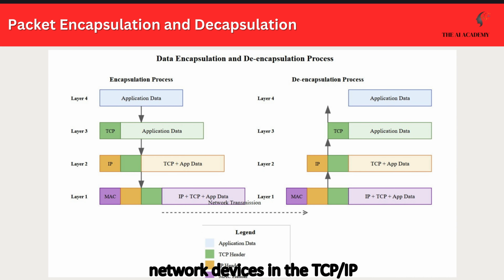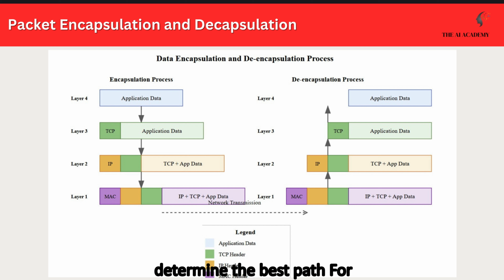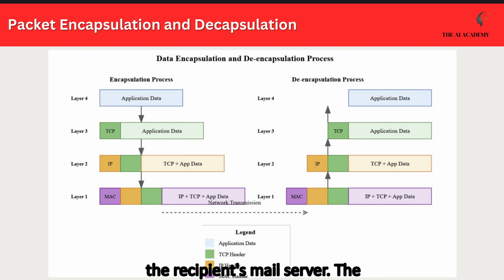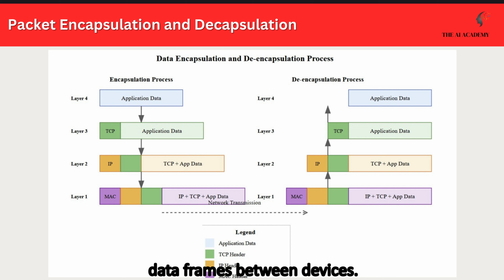Among the network devices in the TCP/IP ecosystem, routers operate at the Internet layer, directing data packets between different networks. They examine the destination IP address in each packet and use routing tables and algorithms to determine the best path. For example, if you're sending an email to a friend overseas, the packet travels through multiple routers before reaching the recipient's mail server. Switches operate primarily at the data link layer, but indirectly support the Internet layer by connecting devices within the same local area network. Switches use MAC addresses to forward data frames between devices. They ensure efficient communication within the local network before packets are handed off to the router.